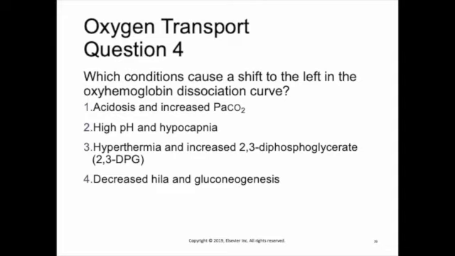Let's practice understanding oxygen transport. What condition causes a shift to the left in the hemoglobin dissociation curve? So go back and look at that diagram, and you realize that the curve is shifted by high pH and hypocapnia. High pH is alkalosis. Hypocapnia is when there's a decrease in arterial pressure of CO2.